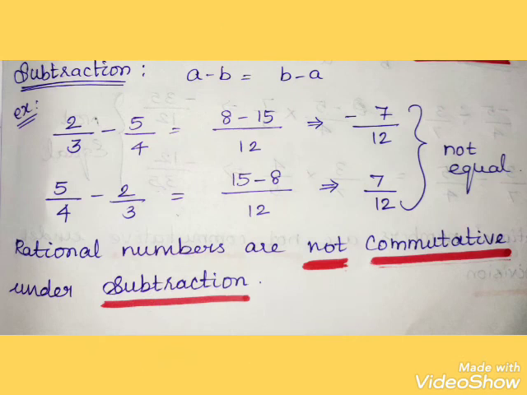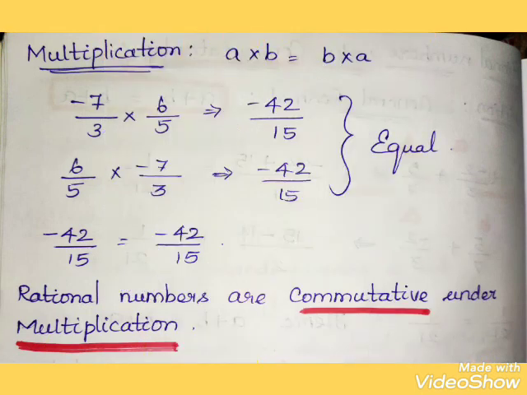Next, coming to subtraction. The same thing. What is the general format? A minus B equal to B minus A. So taking two rational numbers, one is 2 by 3, another one is 5 by 4. So 2 by 3 minus 5 by 4. The LCM of 3 and 4 is what? Yes, 12. So 2 into 4 and 5 into 3 will give you 8 minus 15 divided by 12. So you will get minus 7 by 12. Reversely, if you subtract B minus A, you will get 7 by 12. Minus 7 by 12 and 7 by 12 both are not equal. So rational numbers are not commutative under subtraction.